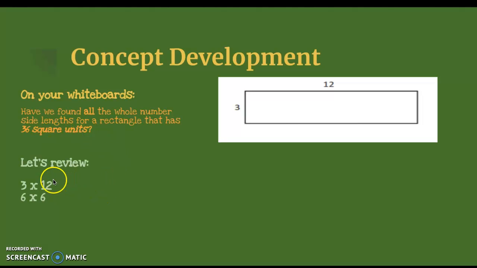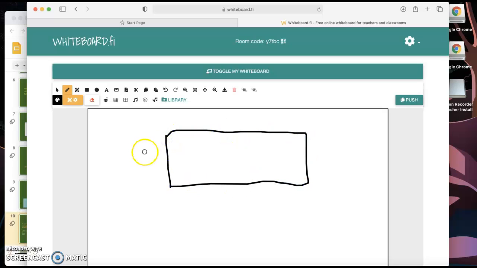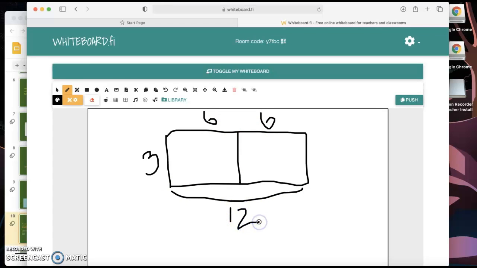So we didn't get to go through them all today, but we did do 3 and 12 and 6 and 6. So if I go to my whiteboard, and if I take my area model, and I keep 3 here, and remember how we had 12 up here? Well, what we can do, because we have 6 and 6, we now know we can break that up into smaller units to make more sense. But we still know that this here equals 12.